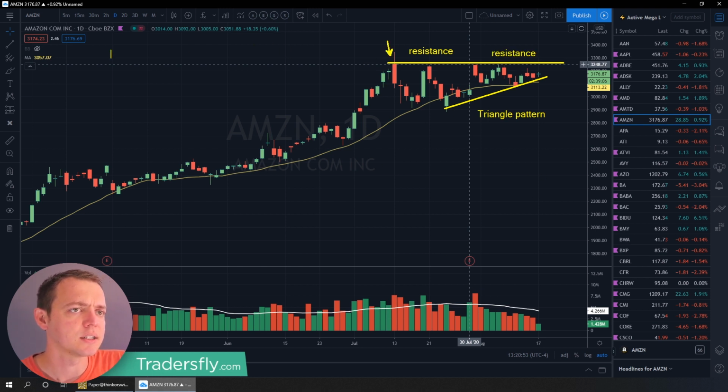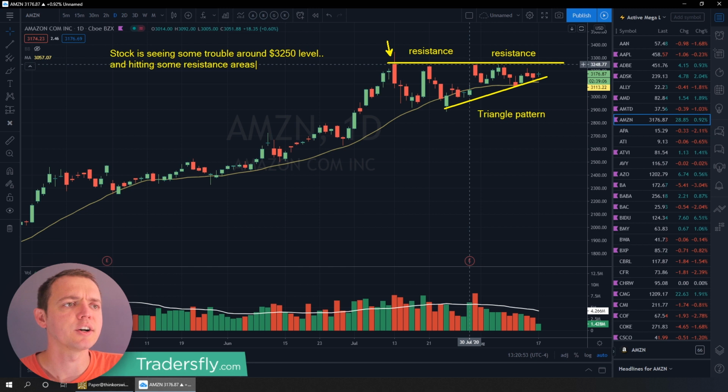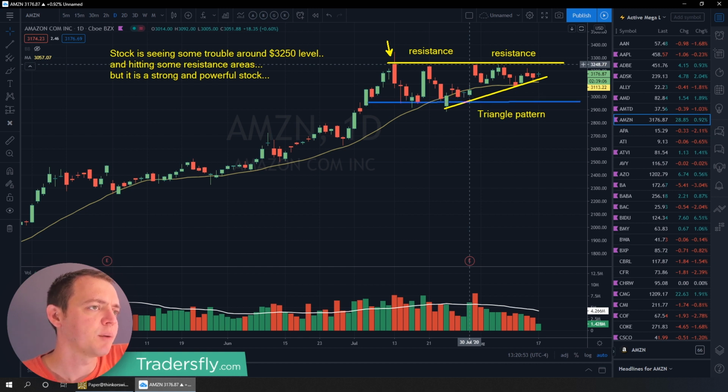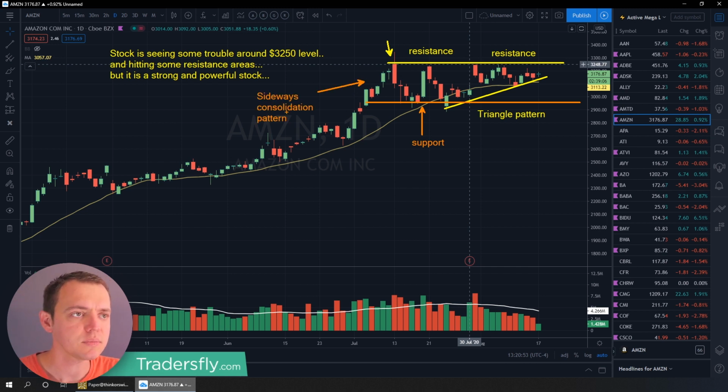I think the stock is seeing some trouble around the 32.50 level and hitting some resistance areas. But it is a strong and powerful stock. So usually when there's pullbacks, this stock gets bought out. When there's any kind of weakness, people love it, and it's just a dominant player. This is another level of support that you may want to watch if you're looking at more of a sideways pattern. So the stock has been moving in that kind of way as well. So check that out, but there's a few lines for you.